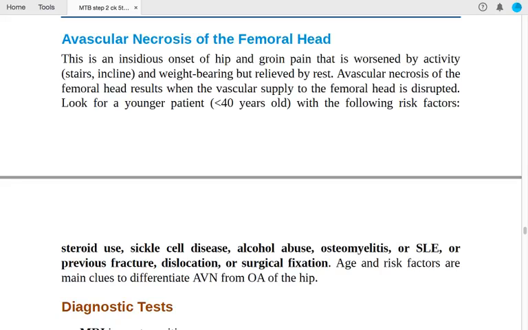And in young patients, if it's there, it's mostly because of weight-bearing areas and worsened by activities. Mostly in young patients you're going to see this.